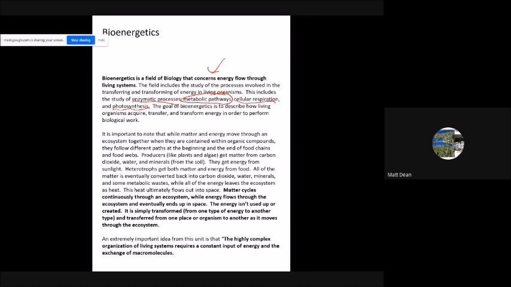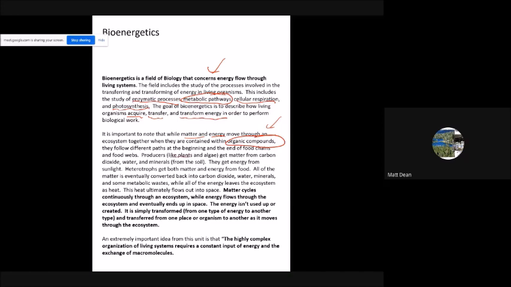But essentially, bioenergetics is about how living things get their energy, how they acquire it, how they transfer it from organism to organism, and how they transform that energy in order to do biological work. Things like move and fly and break down food. Now, as it says here, important note: matter and energy move through an ecosystem together oftentimes. They're in the same molecules. They're in the same organic compounds. They're in food. But they follow different paths.